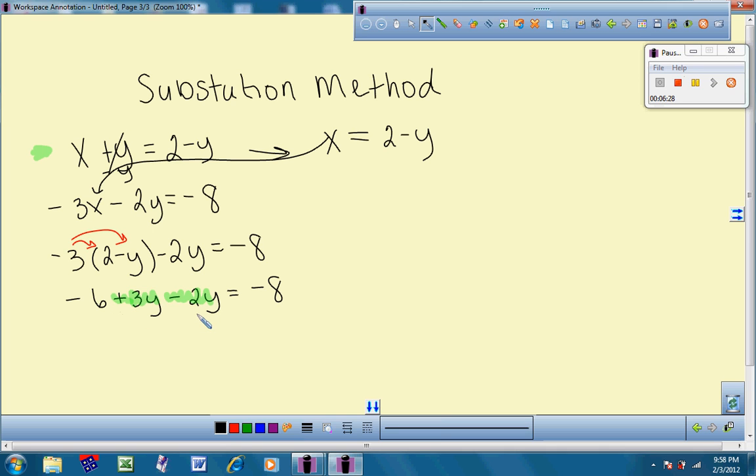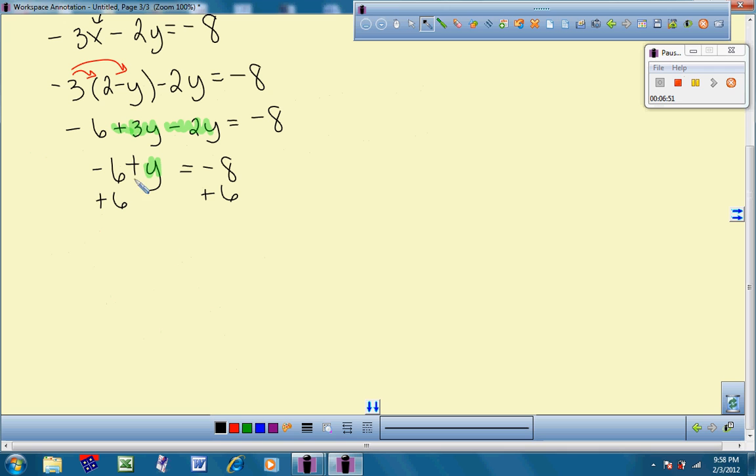A negative 3y and a negative 2y is a y. Bring down your negative 6 equals negative 8. Still having to isolate this y, we have another transformation that needs to take place. We're going to go ahead and add 6. Alright, so y is going to be equal to negative 2. You're halfway done.